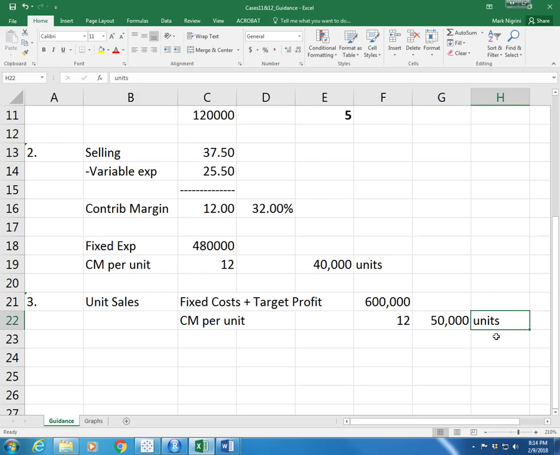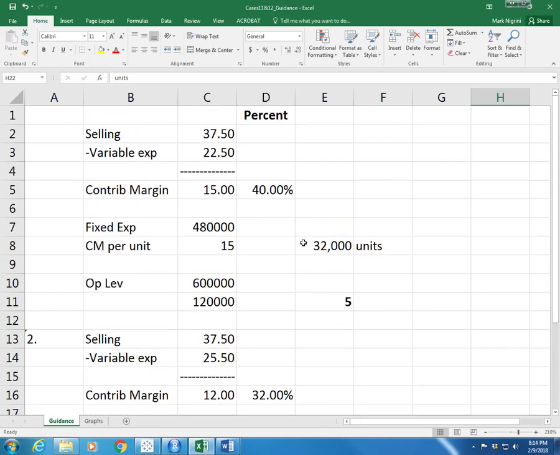Number 4 says, refer again to the data. If we want to maintain the same contribution margin ratio, what selling price per skateboard must it charge to cover the increased labor costs? So we have to go back over here. If my variable expenses go up, what selling price must I charge to earn the same contribution margin ratio, which is 40% or 0.4.